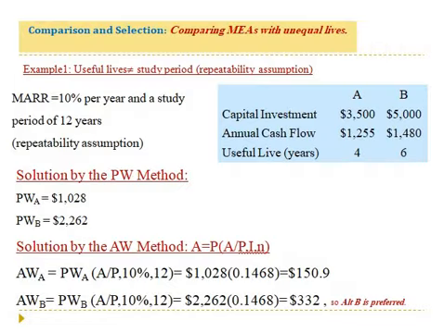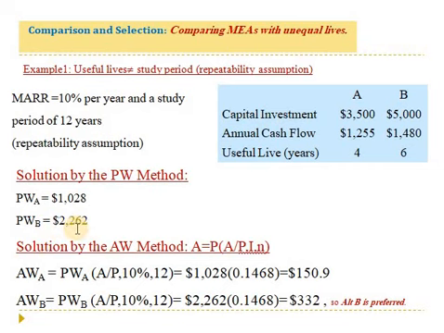Now, what if I want to solve the same problem using the repeatability assumption, but instead of comparing using present worth, I want to compare using the annual worth? What will I do? I will say A equals P into A, knowing P, i, n, and n is 12 years. So I will just take this present value and change it into an annuity. This is the 1,000 and this is the value of the factor, so the annuity is $150.9. In the same way, I will get the annuity of B. I know that the present worth is 2,262.